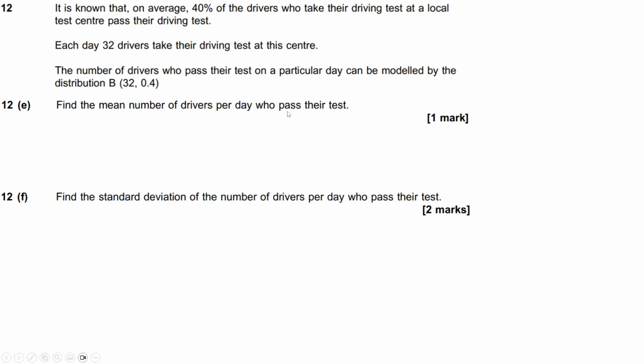Find the mean number of drivers. Well, the mean of a binomial distribution is given by np. This is in the formula booklet. So that's going to be 32 times 0.4, which is 12.8.